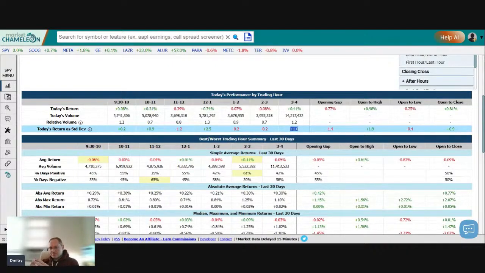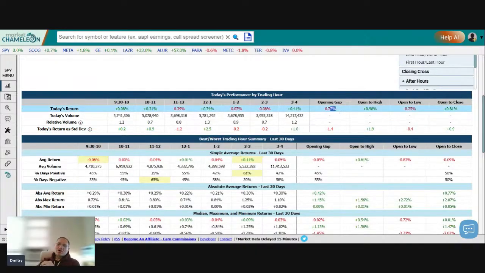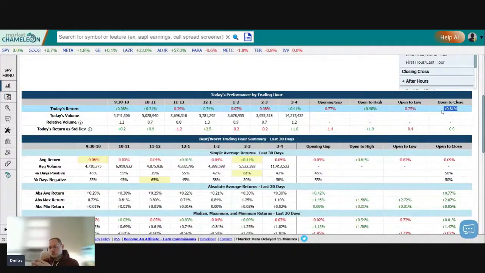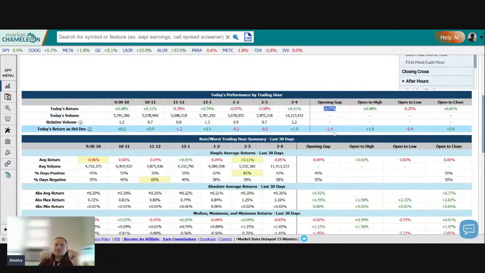In addition to that, over here we have a couple more stats measuring the returns or the movements, referencing different starting and ending points. One is the opening gap. So we see that it opened down almost 0.75% in the morning, 0.77%. That measures the previous day's close to the opening, which would have been down 1.4 standard deviations.